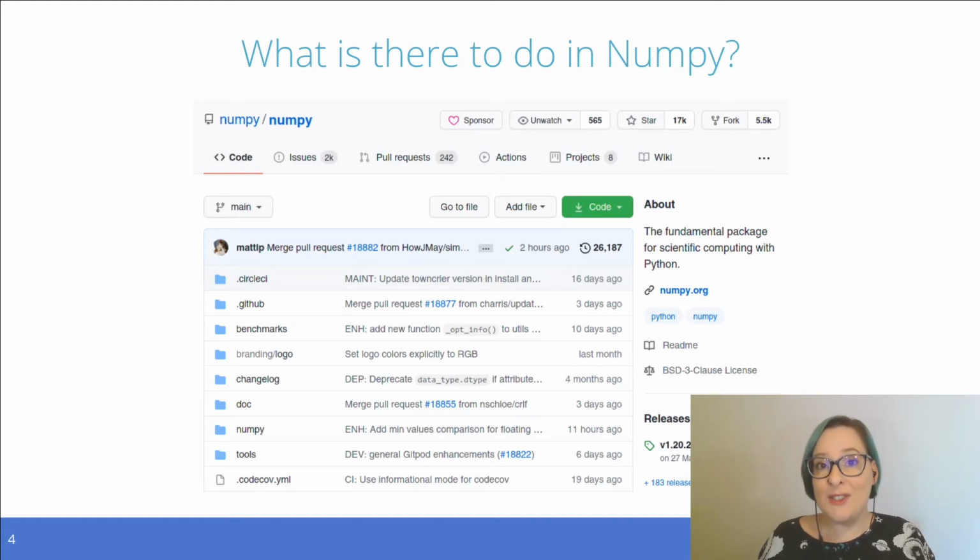So what is there to do in NumPy? It is such a big project and there are so many things to do. You can see a screenshot of the GitHub repo for NumPy, where it says that we have around 2,000 open issues and 242 open pull requests. Some of those are code, including Python or C code, and some of those are documentation, styling, or other kinds of issues that we want to work on. We welcome educational content generation, community contributions, website improvements, and a lot more.